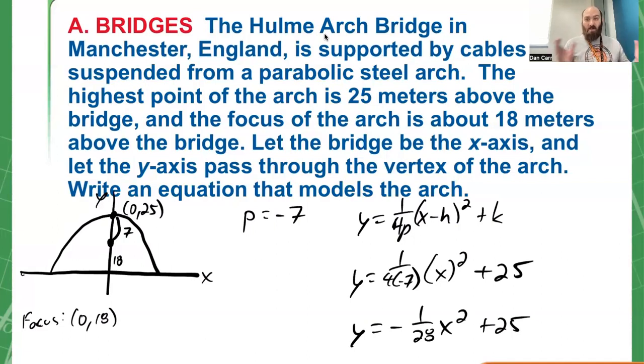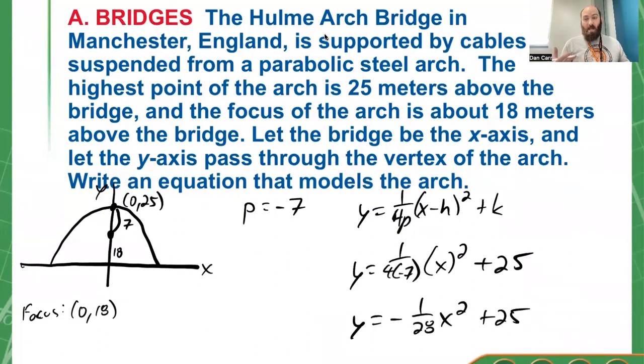Okay, and so that's just an example where we can move our vertex off of the origin and just make it a little bit trickier, but it's still the same concept. We need to know how far away is the focus from the vertex. That's my p-value, and I can use that in my model right here. Okay, then the k value is just the y-part of that vertex right there, and that's it. Okay, all right, that's it for 9.2 day 2. Take care, everybody.